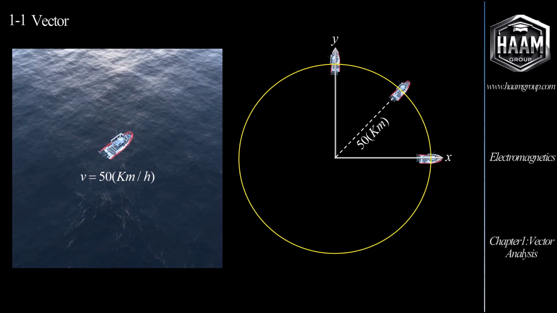Now, suppose we are given one additional piece of information. The boat is moving at 50 kilometers per hour in the negative x direction. With both the magnitude and the direction specified, we can determine the boat's exact position after 1 hour.